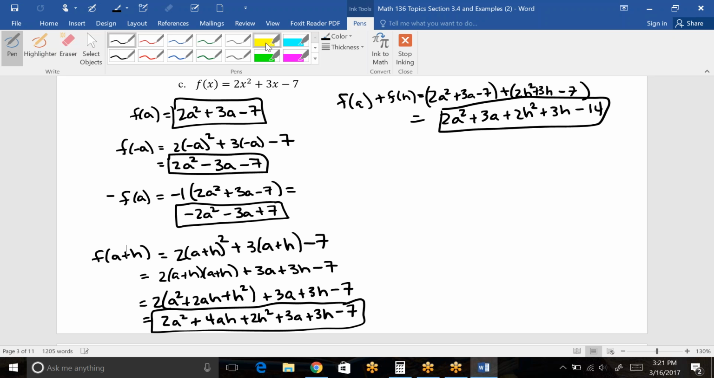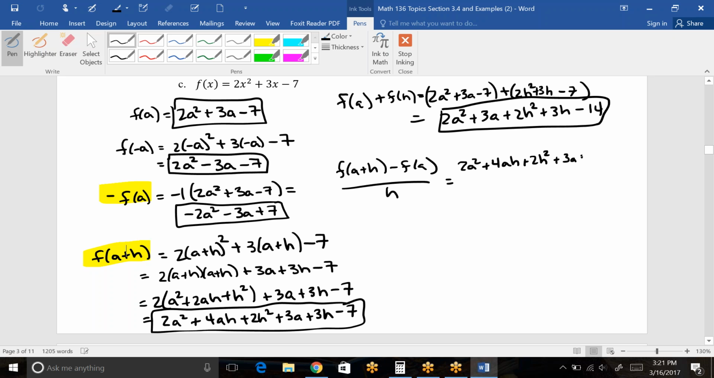And then finally, remember a combination of two of the ones we already did. The difference quotient is f of a plus h minus f of a all over h. So the f of a plus h was pretty long. That was 2a squared plus 4ah plus 2h squared plus 3a plus 3h minus 7.